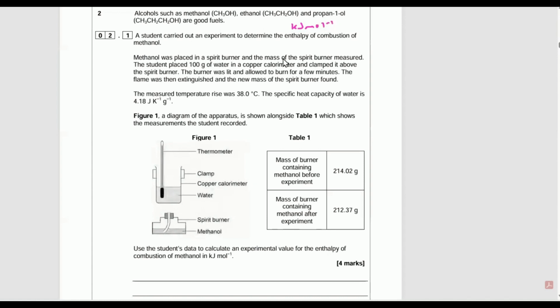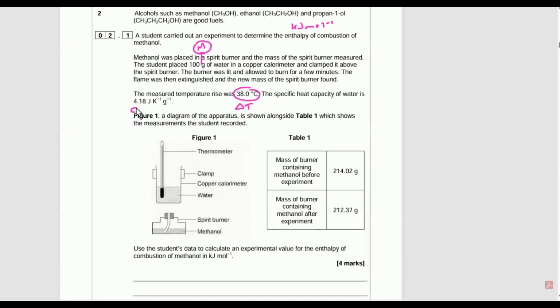Methanol was placed in the spirit burner. Mass of the spirit burner measured. The student placed 100 grams of water. So what is 100 grams of water? It's the mass, so I've got m. Copper calorimeter, clamped it down. Burn for a few minutes. We've been given the temperature rise. Hopefully you know by now the symbol for that is delta T. So we've got the temperature rise, delta T.